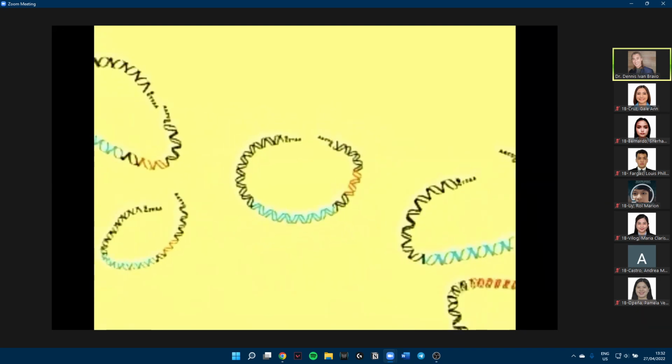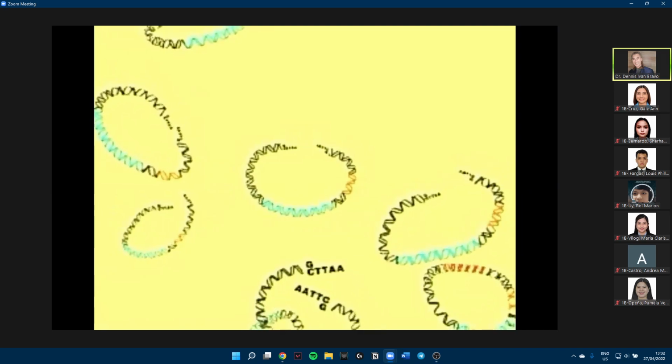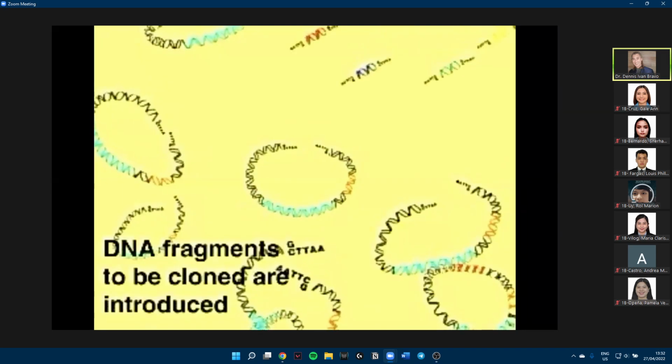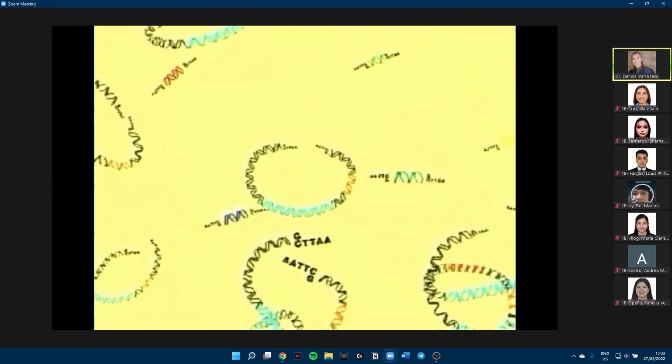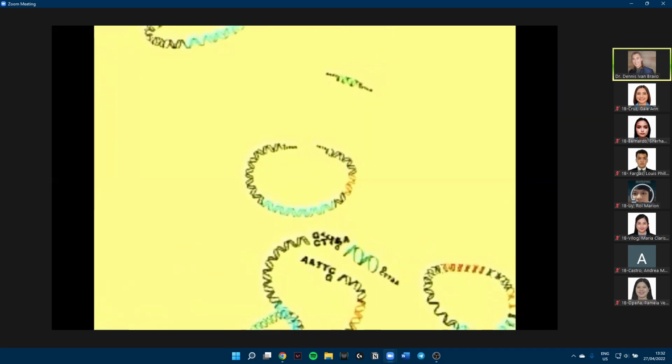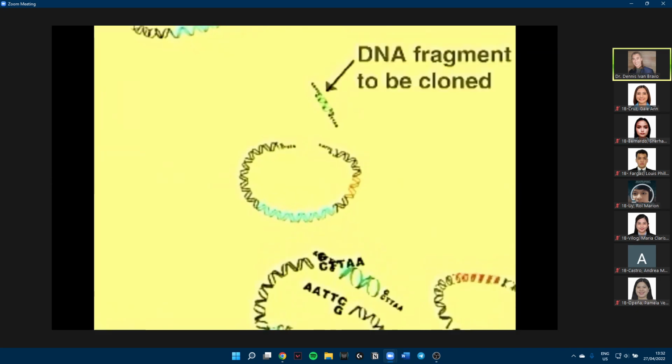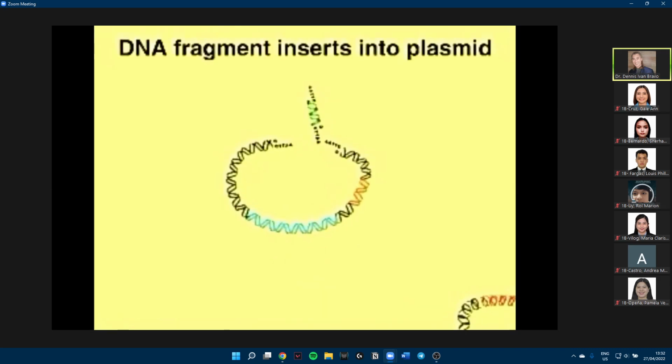Now, the piece of foreign DNA we wish to replicate or propagate was previously cut using the same restriction endonuclease. Thus, it has complementary sticky ends. So when mixed with the open plasmid, they are going to reanneal together, producing now the recombinant DNA plasmid.